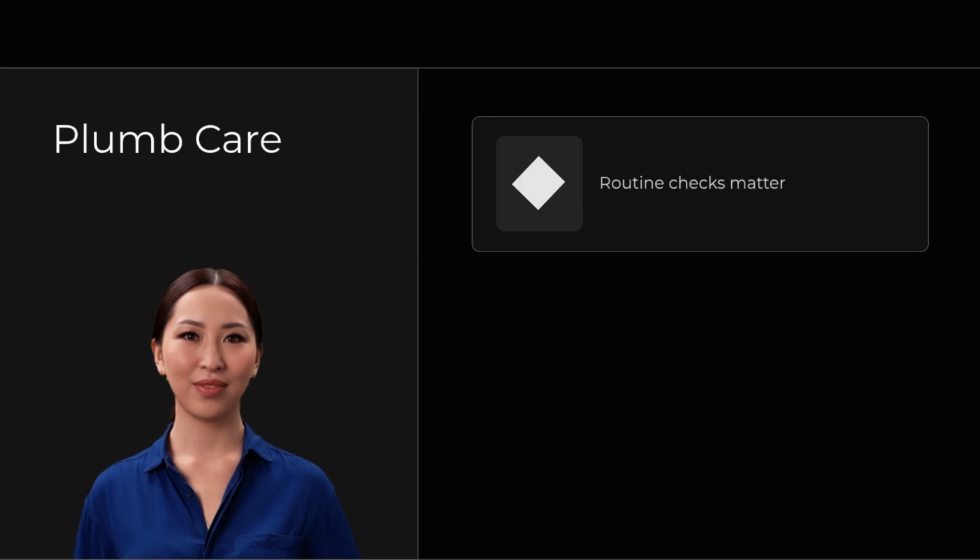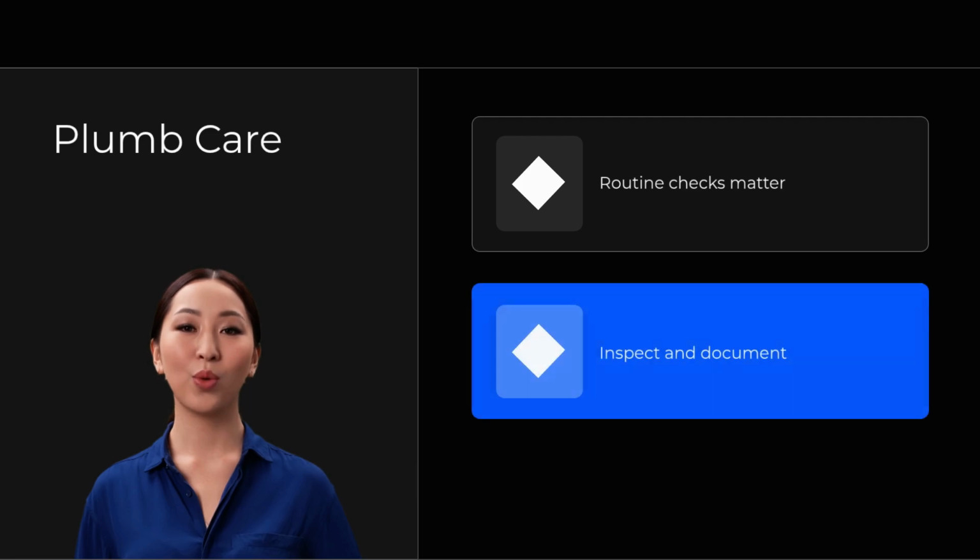Regular plumbing maintenance depends on routine inspections, clear documentation, and quick follow-up. When teams prepare well, inspect carefully, and track corrective actions, they can catch problems early and protect plumbing systems over time. That is why the process is moving toward digital, mobile, and more data-driven maintenance.